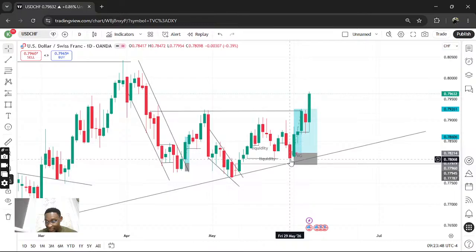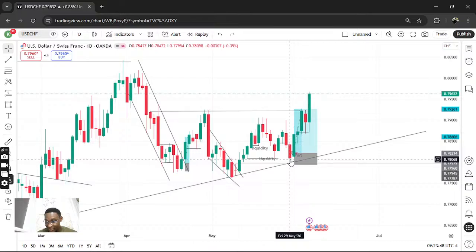Now this is the 4 hour time frame. I want to show you some mistakes that many traders make. Now, if you look at this particular point, this higher high, higher low, higher high, higher low, higher high, higher low, higher high, higher low that's formed here, this shows you that the market is in an uptrend.